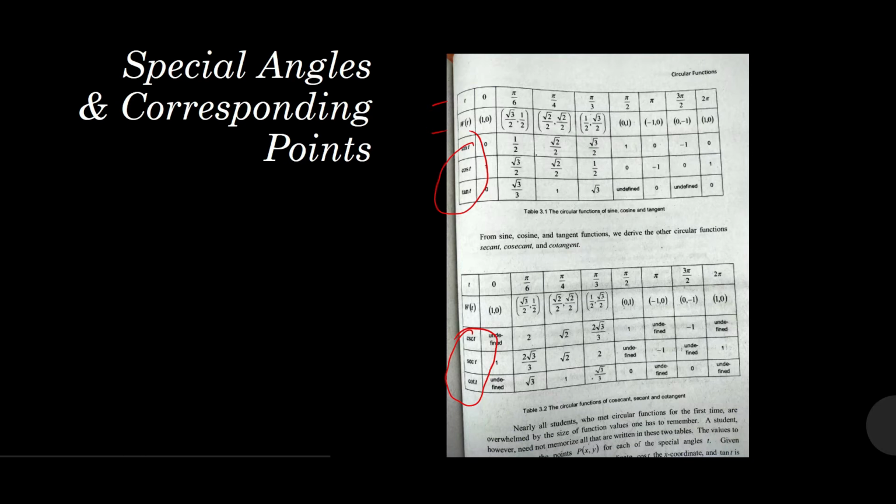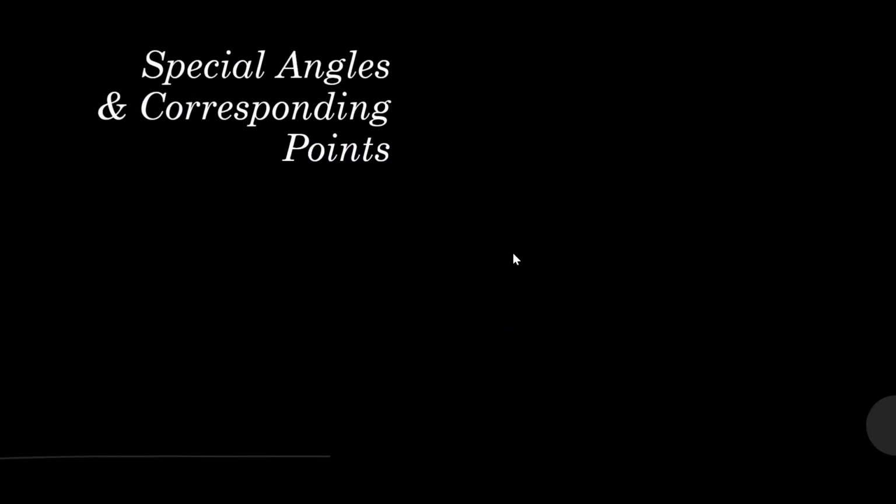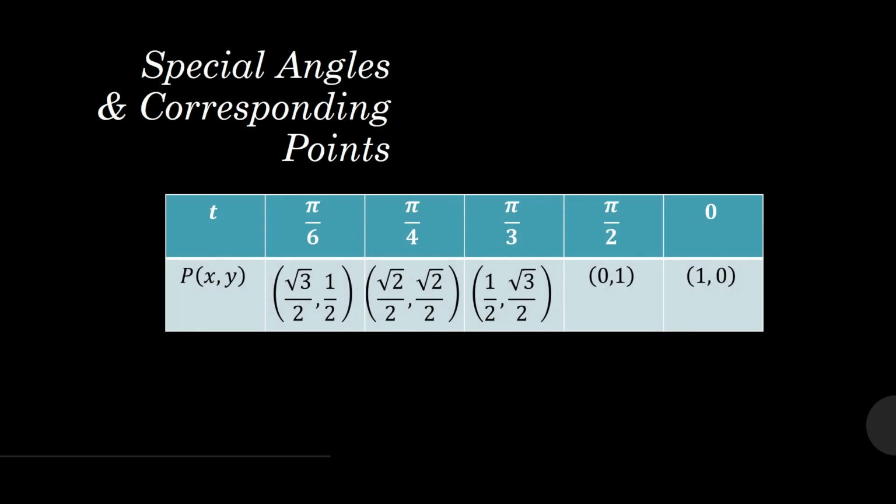When I first saw this, I was a first-year college student. I didn't have trigonometry in high school, which is why this is quite overwhelming for me. But you know what? You don't have to cram into your mind all that information. What you can do is just pay attention to this simpler table. On the first row, you have the special angles. And on the second row, you have the corresponding point for these special angles.